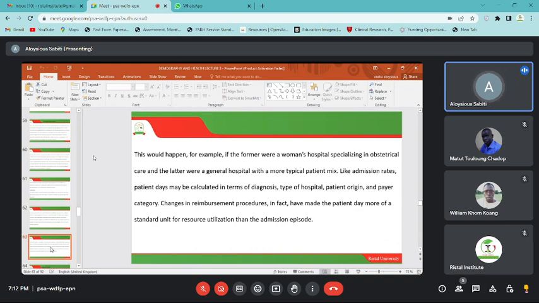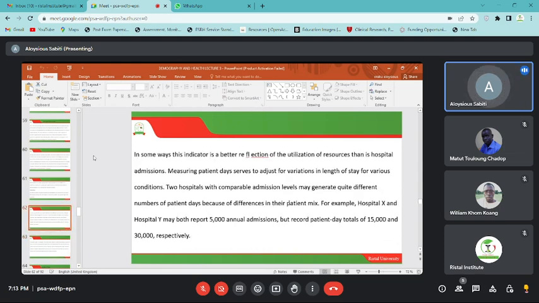So if Hospital X was a woman's hospital that is specializing in obstetrical care, and the latter were a general hospital with a more typical patient mix, it would mean that, like admission rates, patient days may be calculated in terms of diagnosis. So we would expect that Hospital X, that is an obstetric hospital, admitted mothers for deliveries. And in 15,000 days, these 5,000 mothers were able to deliver.